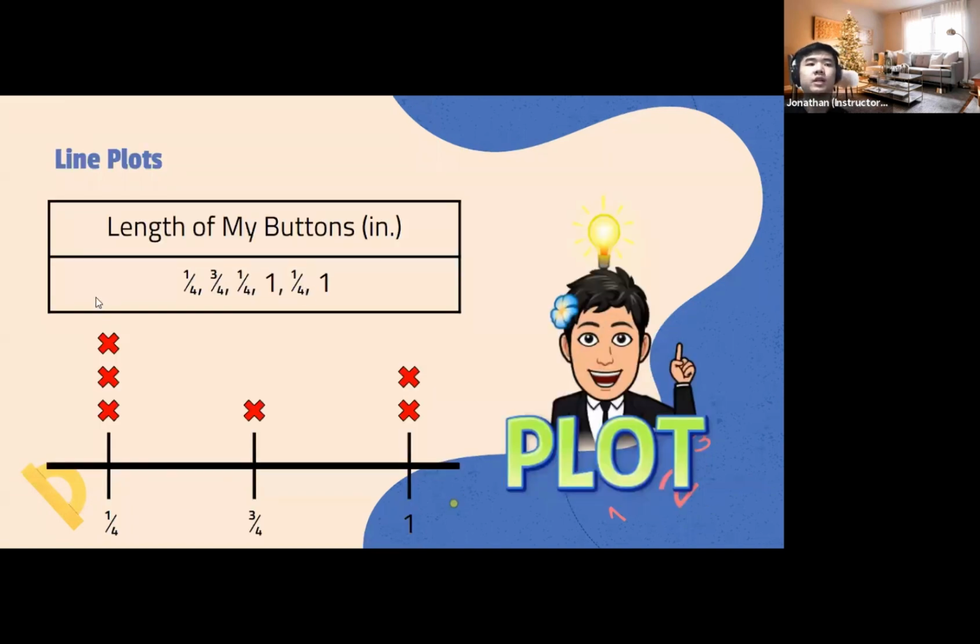So hopefully you understood what that was. It's basically just putting it on a graph and seeing. It's really easy to organize. So instead of having to look at this and say, oh, I have 1, 2, 3, I have 3 1/4 buttons, you can just look at this graph and say, oh, I have 3 1/4 buttons. Really easy. Or if you want to know how many 1-inch buttons you have, you say, oh, I have 2 because there's 2 X marks.